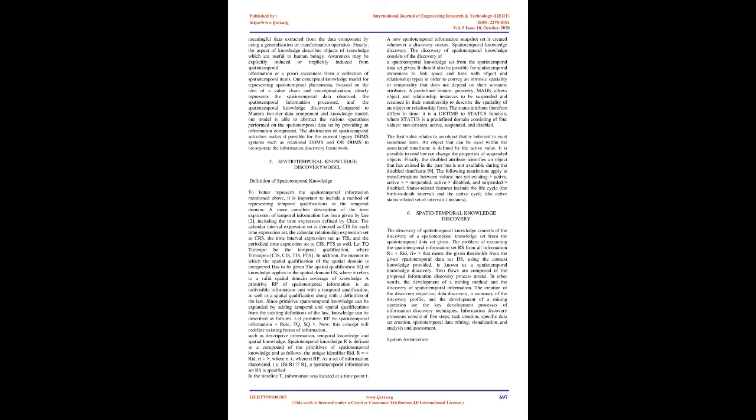Among the current knowledge models, we chose the pyramid model of Mani 5 as the most fitting model of spatio-temporal knowledge and developed it to meet our own requirements. The computational knowledge model proposed for the replication of spatio-temporal phenomena actually reflects the spatio-temporal data observed, the spatio-temporal information analyzed, and the spatio-temporal knowledge discovered, as shown in Fig 2. In this model, the data component consists of representations of the spatio-temporal data occurring in the spatio-temporal universe. In order to extract the value, the information component concerns the selected meaningful data extracted from the data component by using a generalization or transformation operation. Finally, the knowledge component describes objects of knowledge which are useful to human beings.